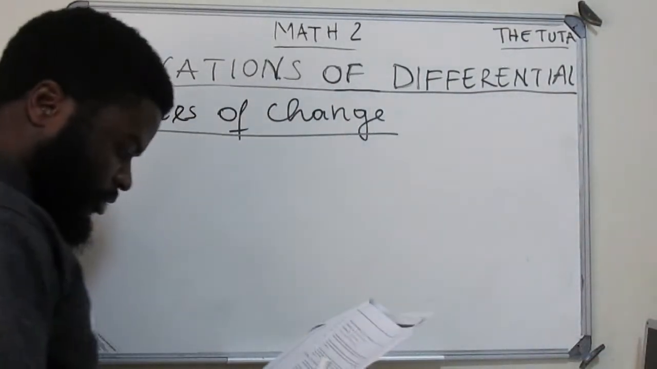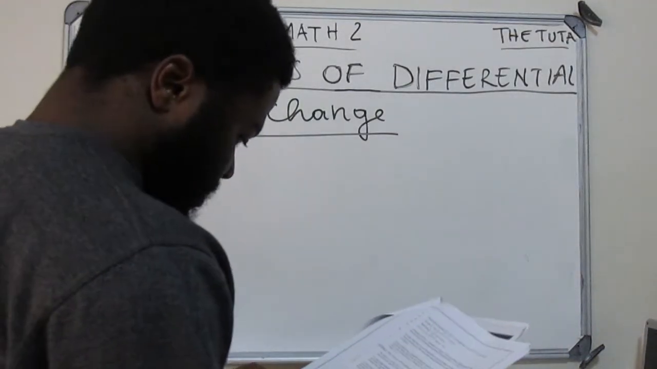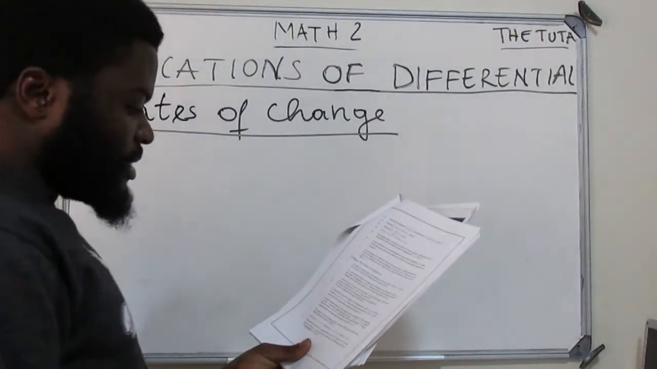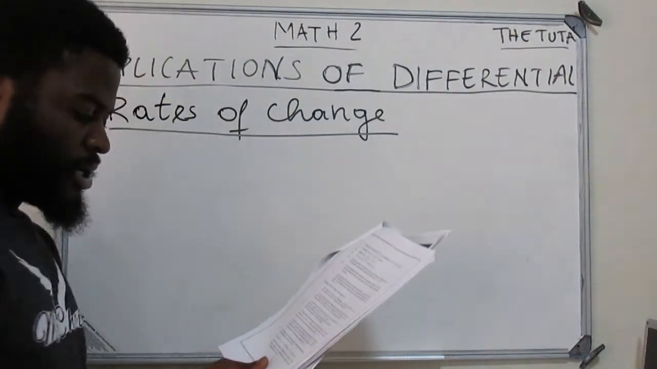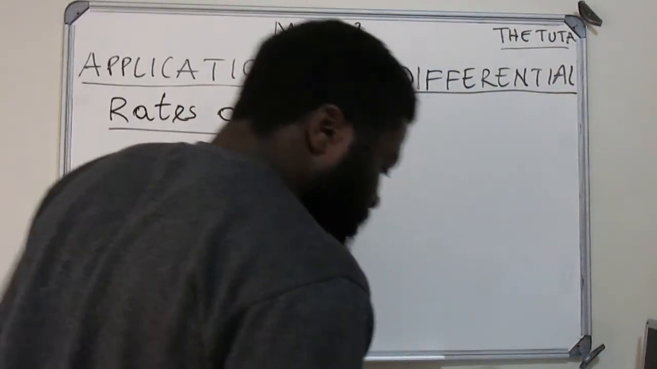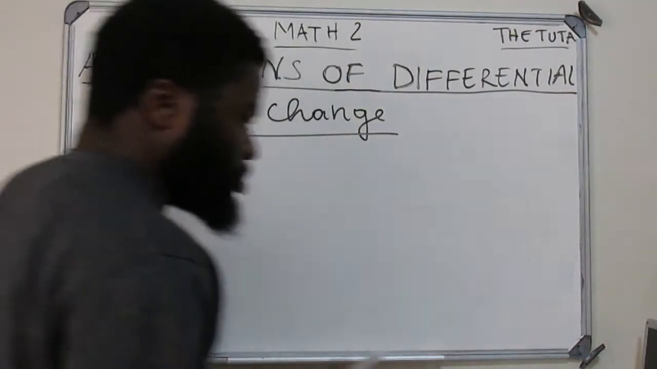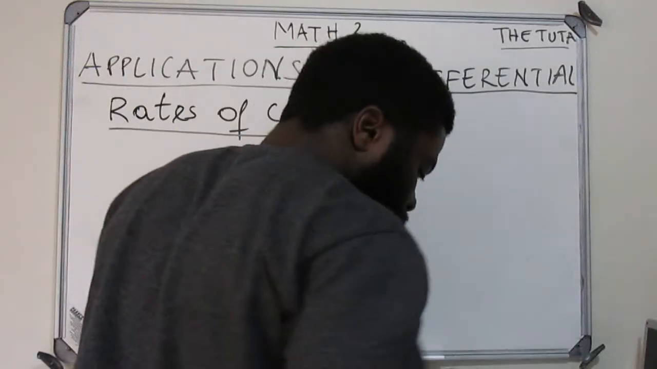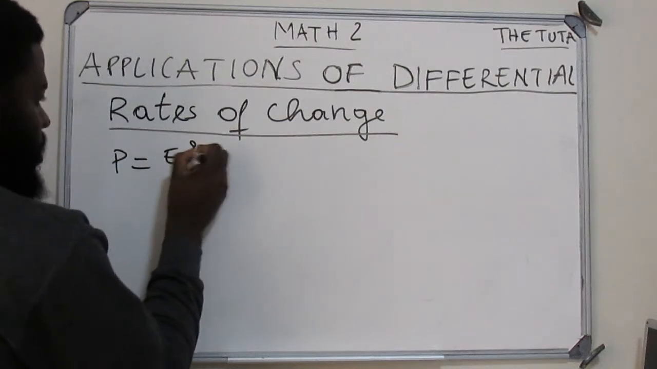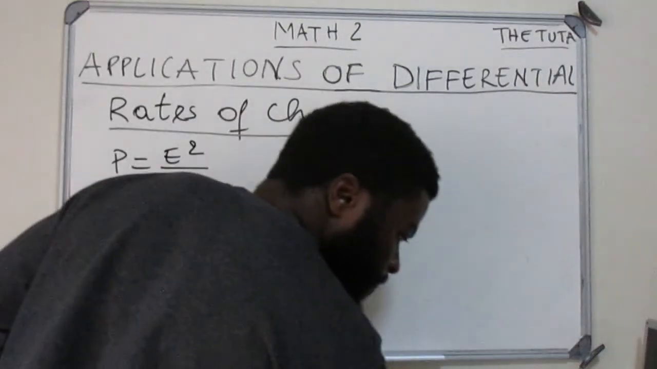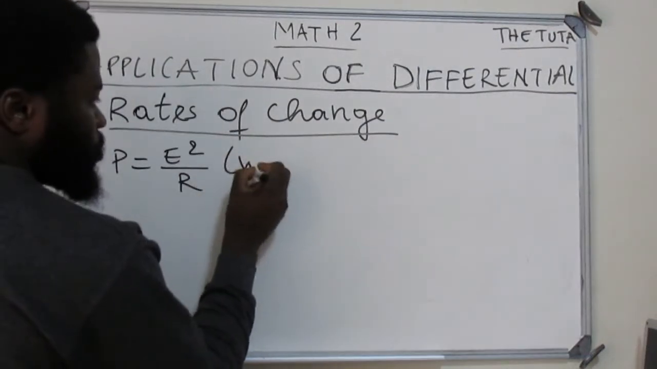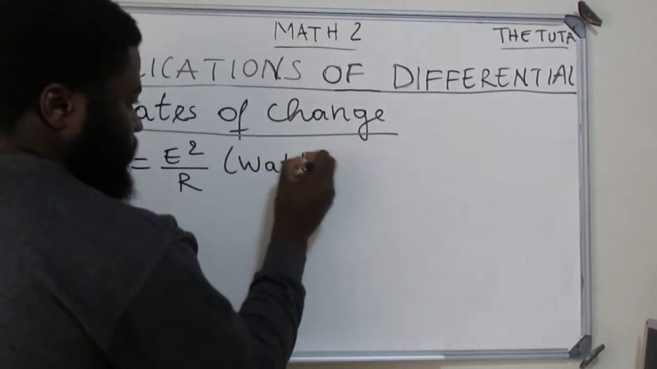In your tutorial 3, question 8, they say the power consumed in an electrical resistor is given by P is equal to E squared over R. And you know the power is always in what? In watts.